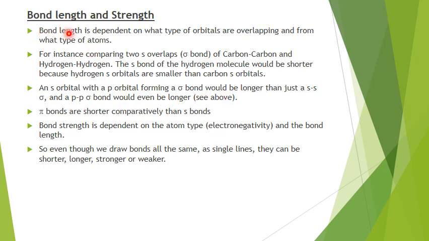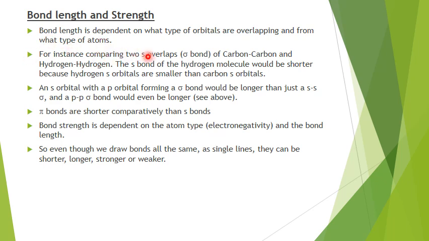Right. So let's talk briefly about bond length and bond strength, because we usually just draw each dash the same length, and we kind of assume each bond has the same strength. So far, from what we just talked about, we see that sigmas are stronger than pi's. So let's look at bond length for a little bit. Bond length is dependent on what type of orbitals overlap, and also what types of atoms.